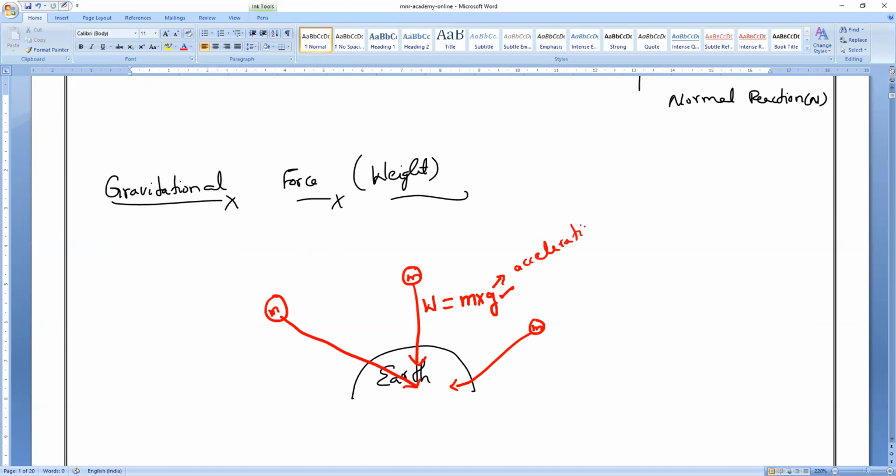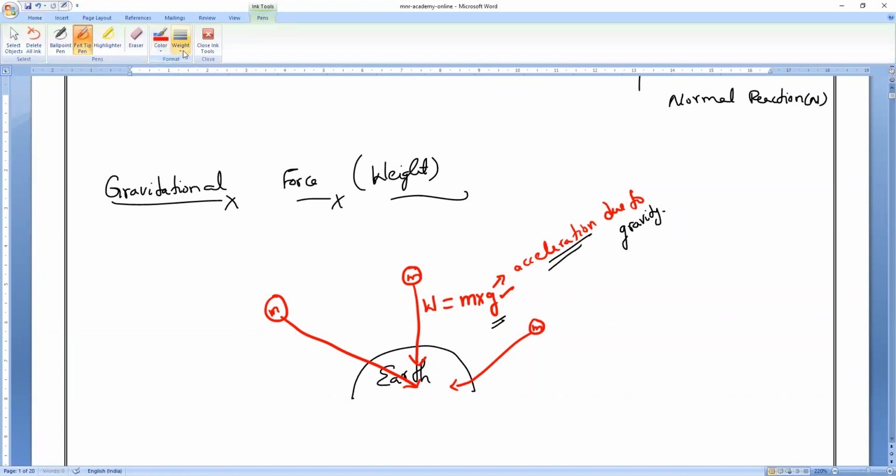Acceleration due to, nobody is speaking. I don't know what you people are thinking. Can you hear me at least? Acceleration due to gravity. So if the object is here or here or here, whatever it is, any object will fall towards the center of the earth because some pulling force is always acting towards the center. That pulling force we call acceleration due to gravity.